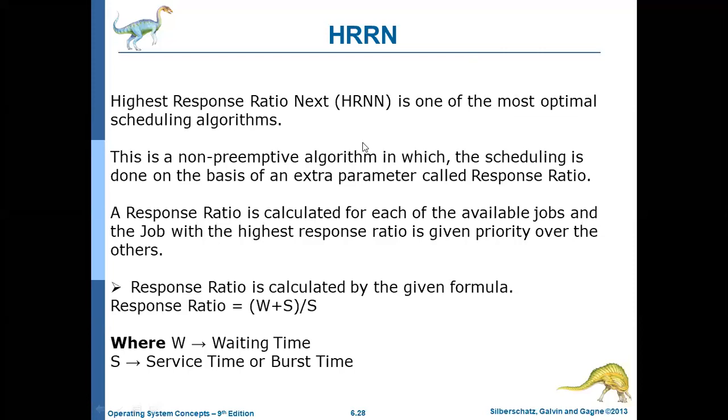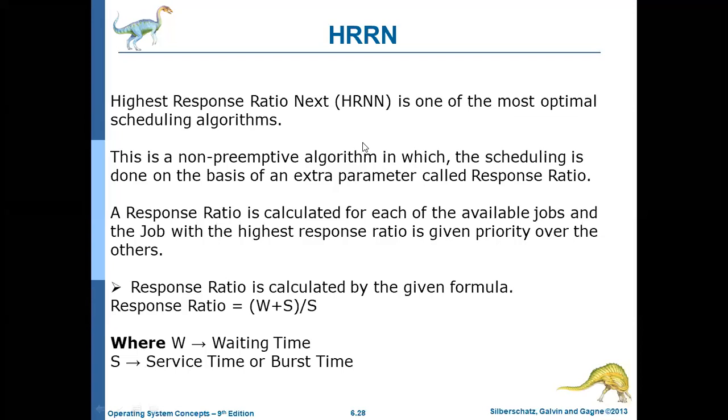Response ratio RR equals waiting time plus service time, divided by service time. Here service time is also called burst time, where W is the waiting time for each individual process. S is the service time or burst time. Burst time means how much time is required to execute a particular process, that is called the service time. The process with the highest response ratio is going to be executed. This is regarding HRRN, highest response ratio.